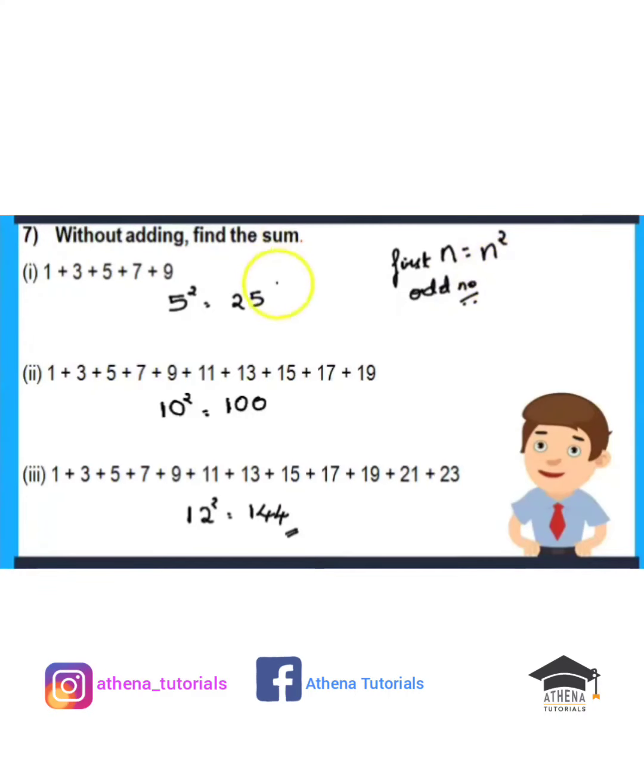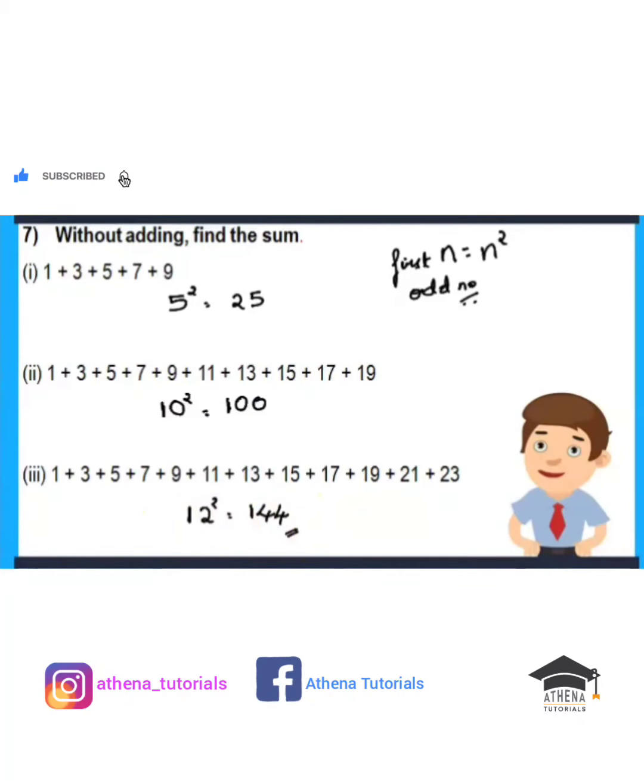The same thing I have done here. So n square, how I got this 5? There are 5 digits. 1, 2, 3, 4 and 5. So 5 square will be 25. Here there are 10 digits. So 10 square will be 100. And there are 12 digits. So 12 square will be 144. So this was a very simple problem.